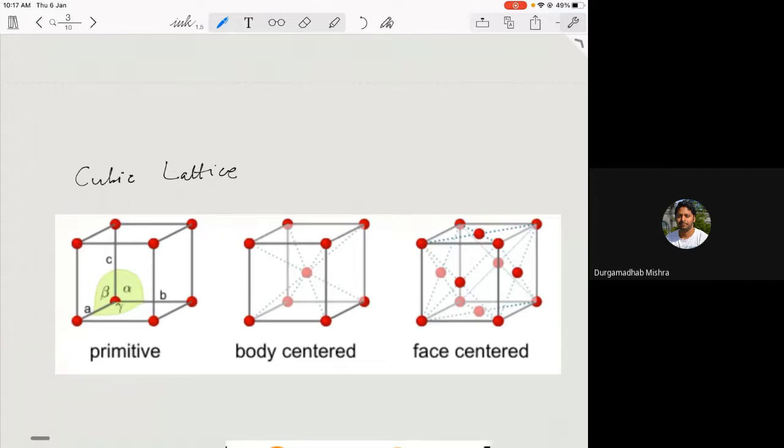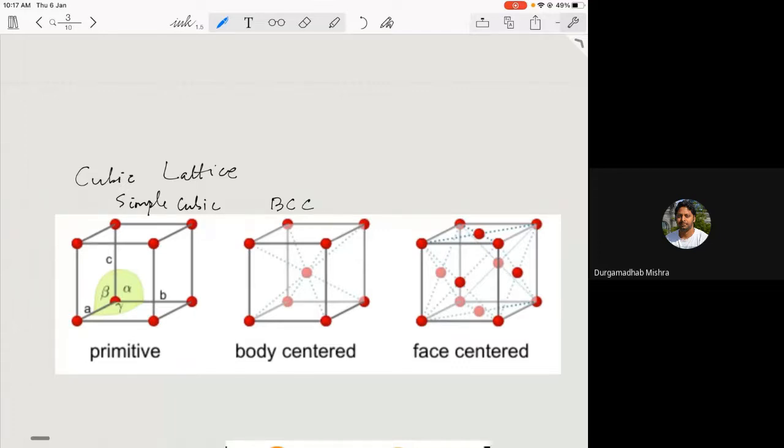So if you are putting it in a cube form, where let's say we have A equal to B equal to C, there are three possibilities only. One is just a primitive or simple cubic. So this is a simple cubic structure. Then there is a body center, which in short form is normally known as BCC, body centered cubic.